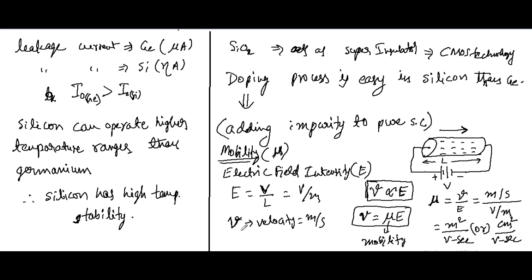And one more point we can write here: the mobility of electrons is always greater than the mobility of holes. Here mu p is nothing but the mobility of holes, and mu n is nothing but the mobility of electrons. So the mobility of electrons is always greater than the mobility of holes. This is also one of the important points. So please take this note now.